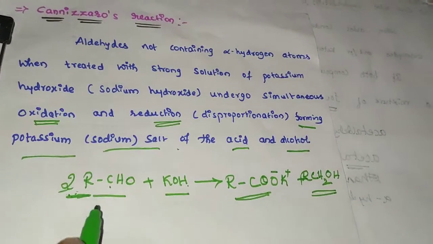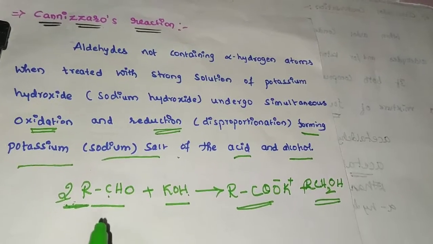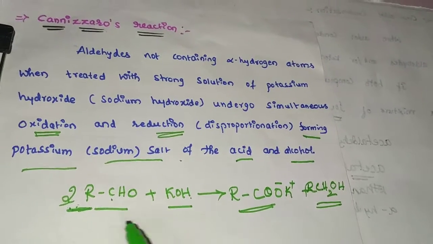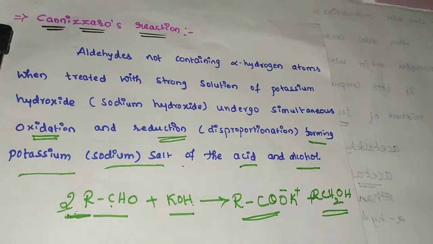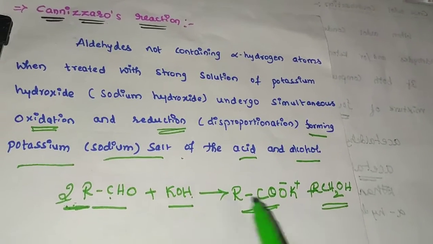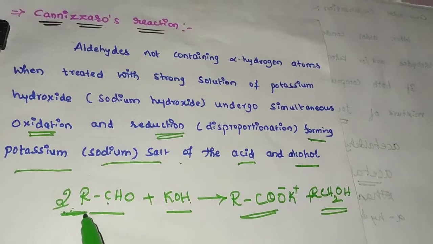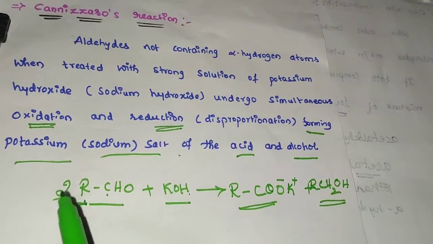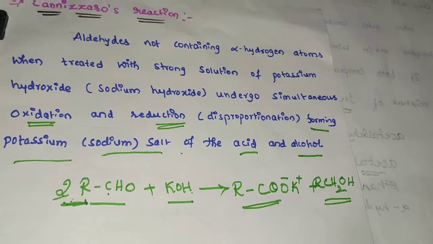So this is a general reaction. If we consider examples like formaldehyde or benzaldehyde, similar products are going to form. But what is the difference? This is a general reaction; in place of R we may take alkyl groups or aryl groups. Now let us learn about that.